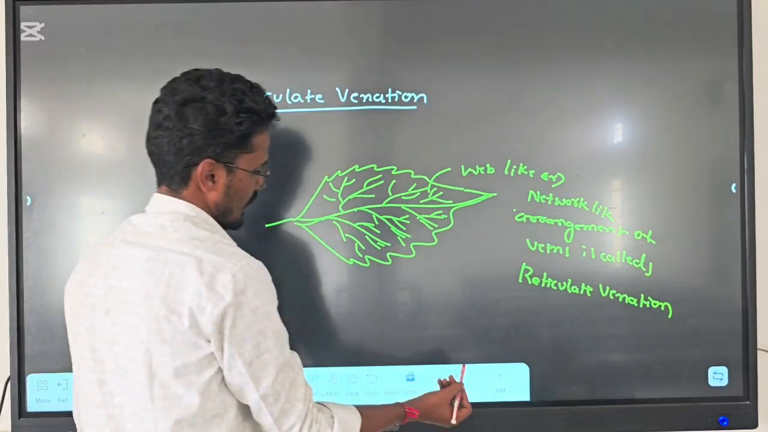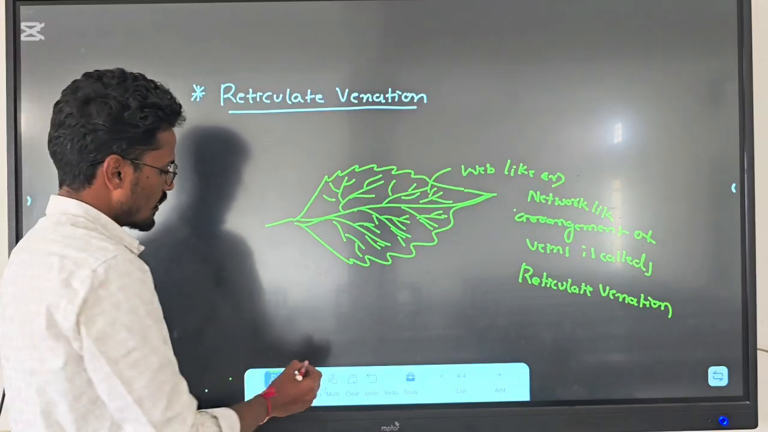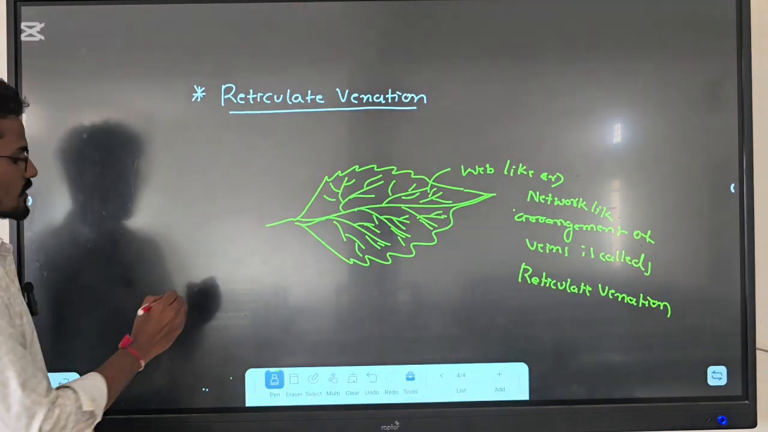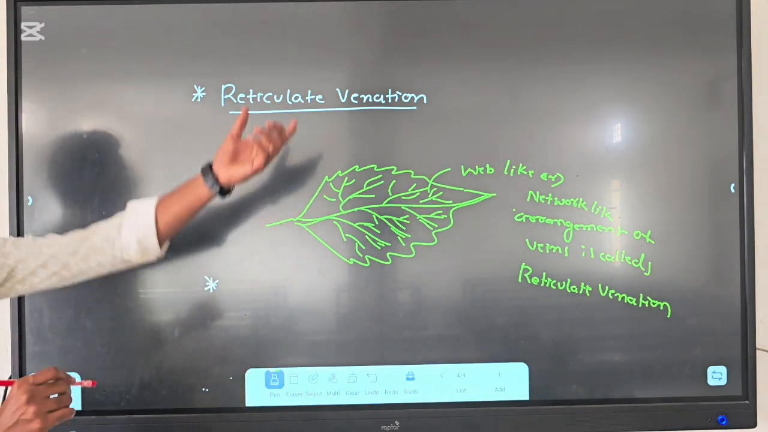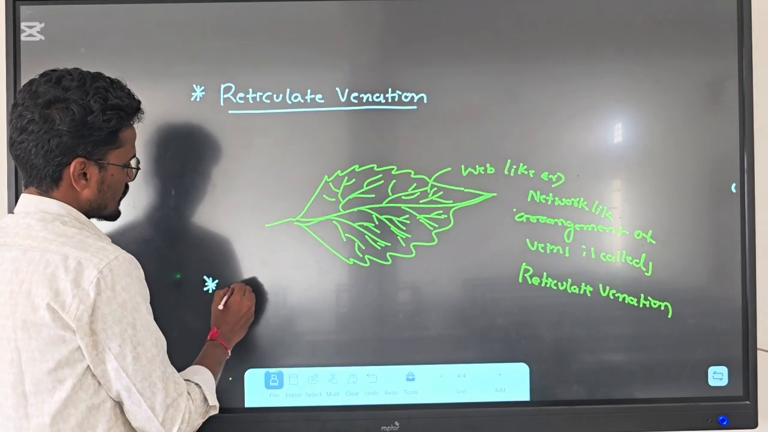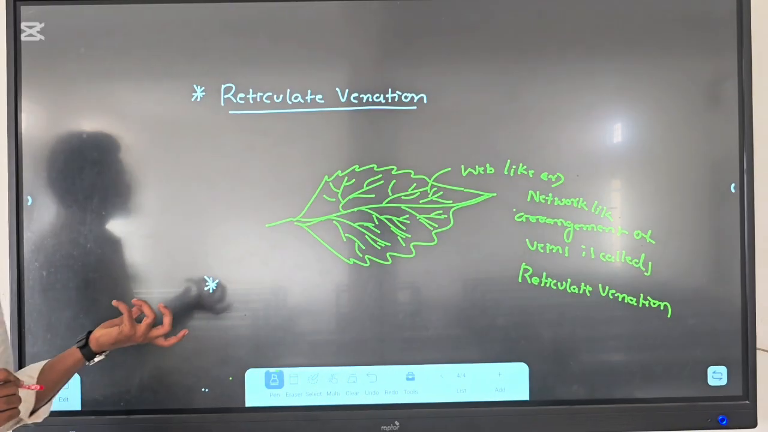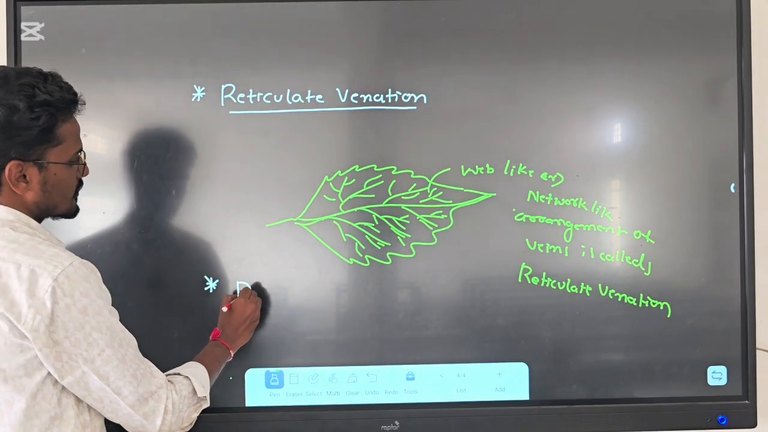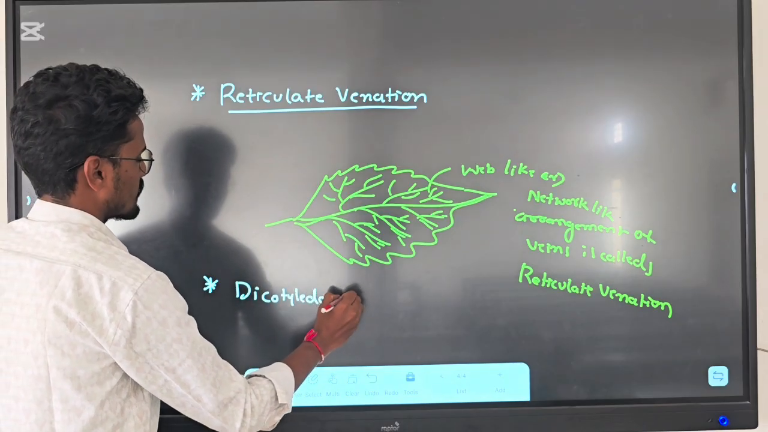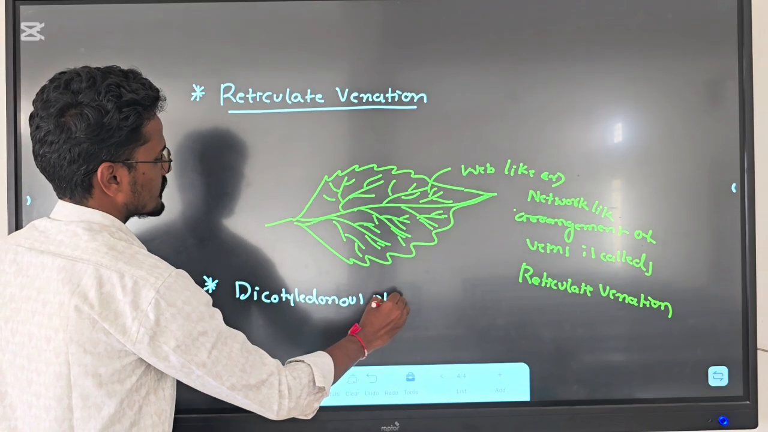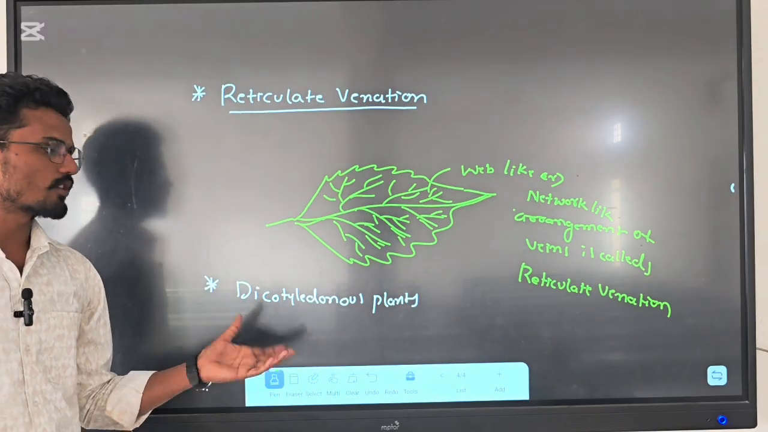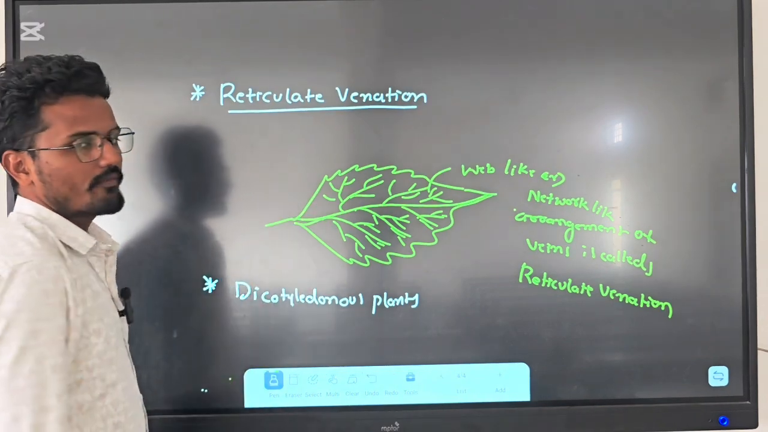We'll see another type of venation next, called parallel venation. Before starting parallel venation, we'll see examples of reticulate venation. The example NCERT mentions is dicotyledonous plants. Maximum dicotyledon plants show this reticulate type of venation.